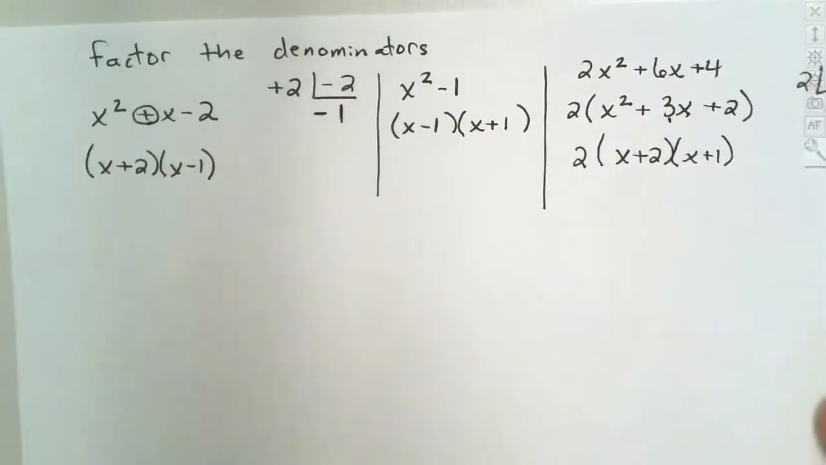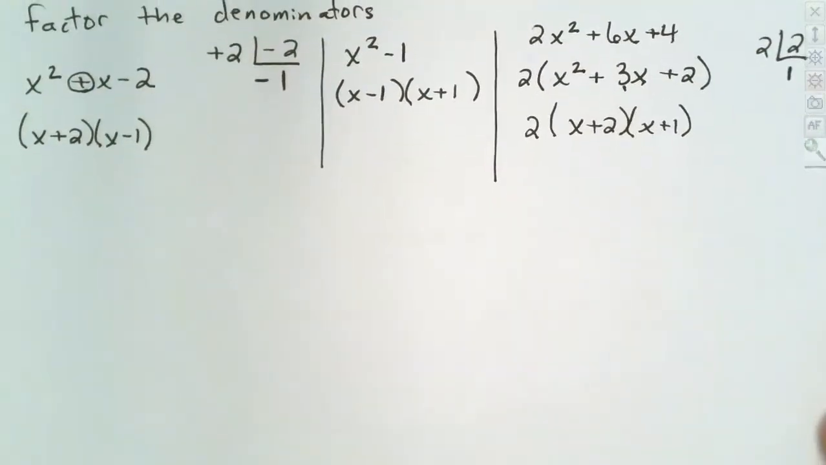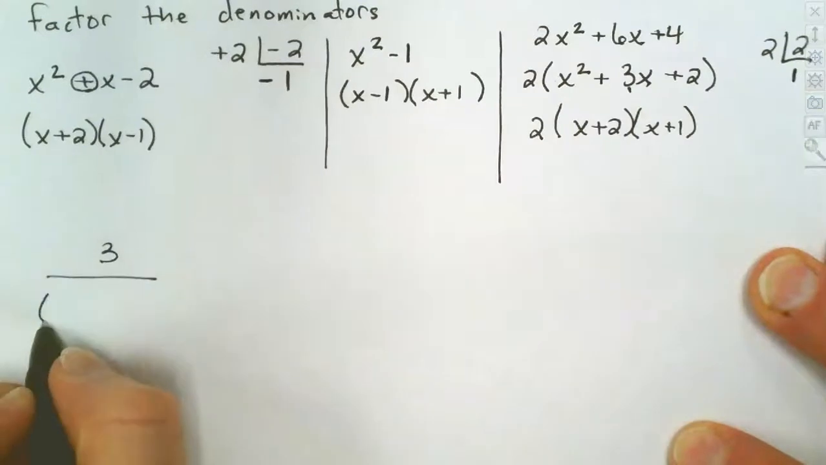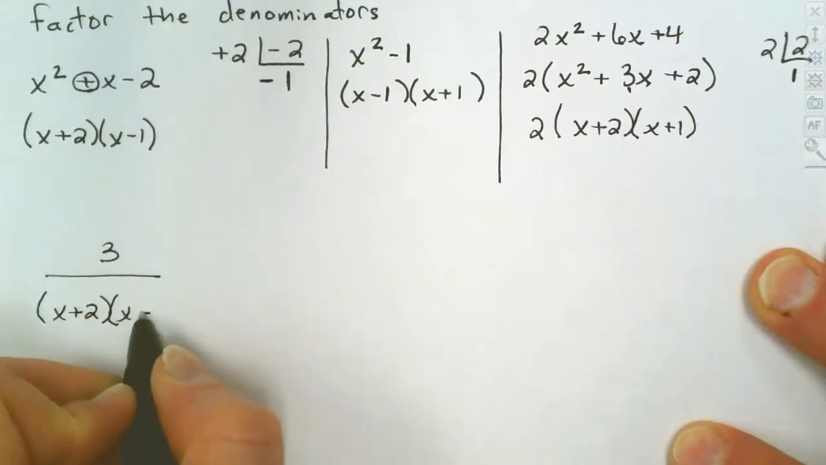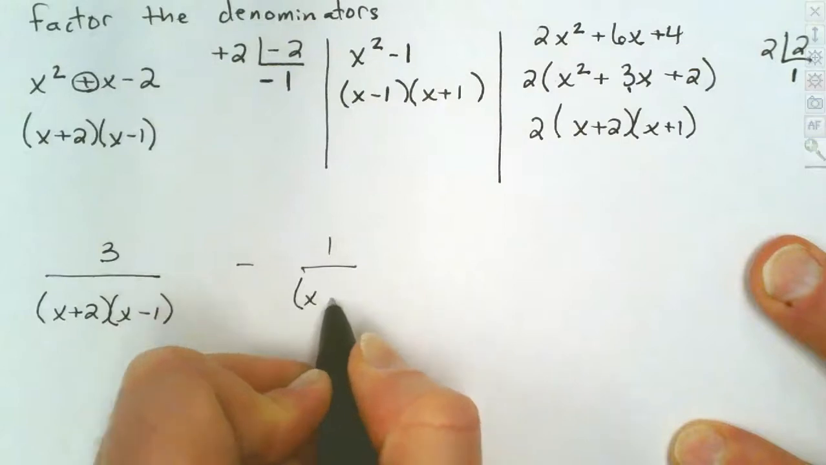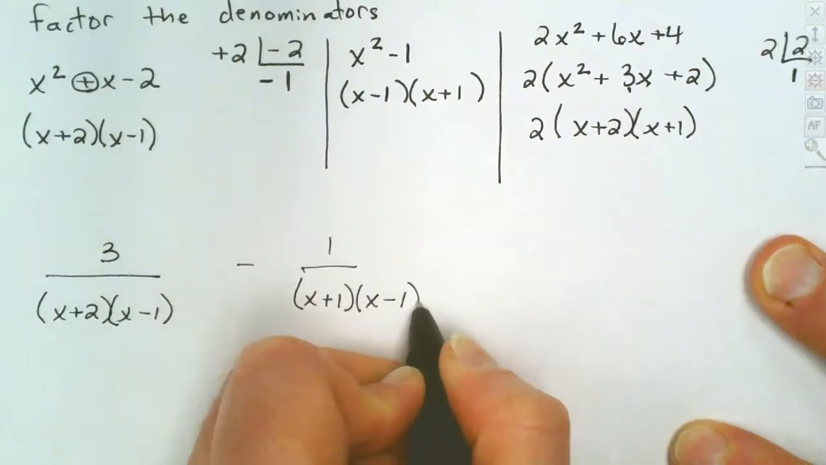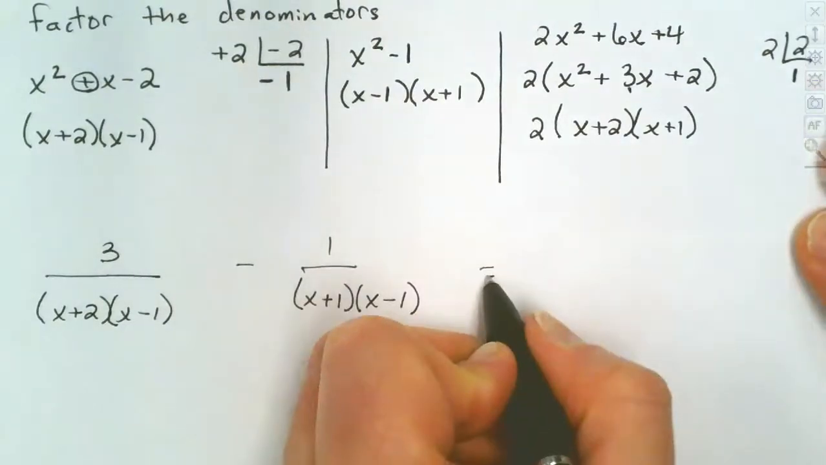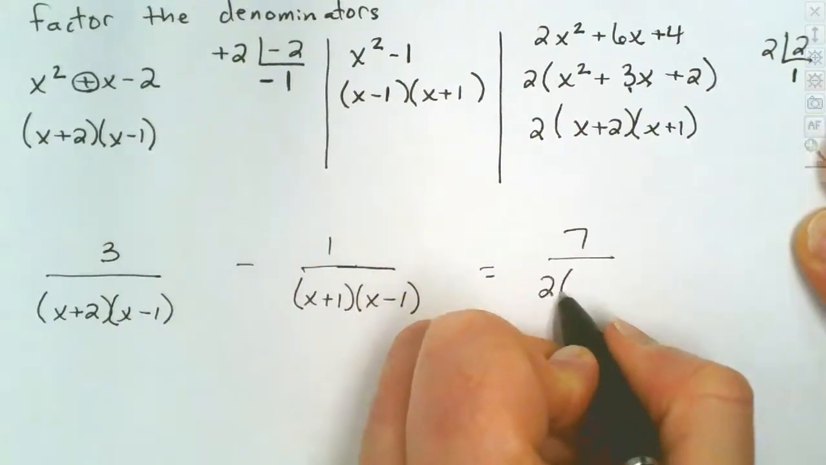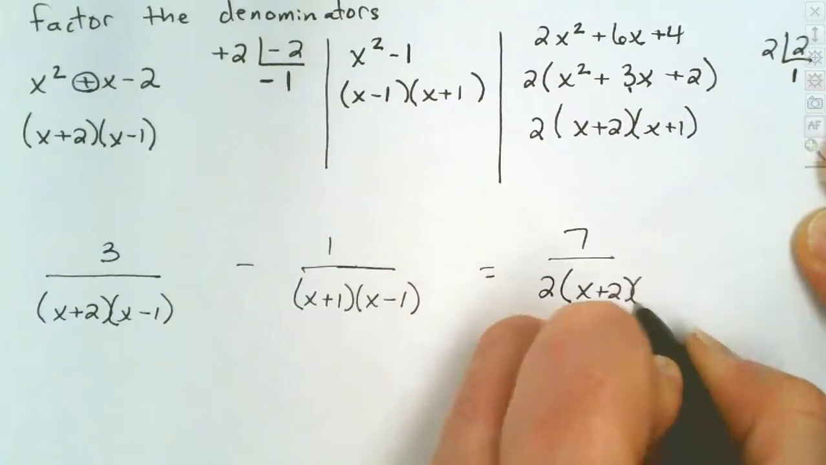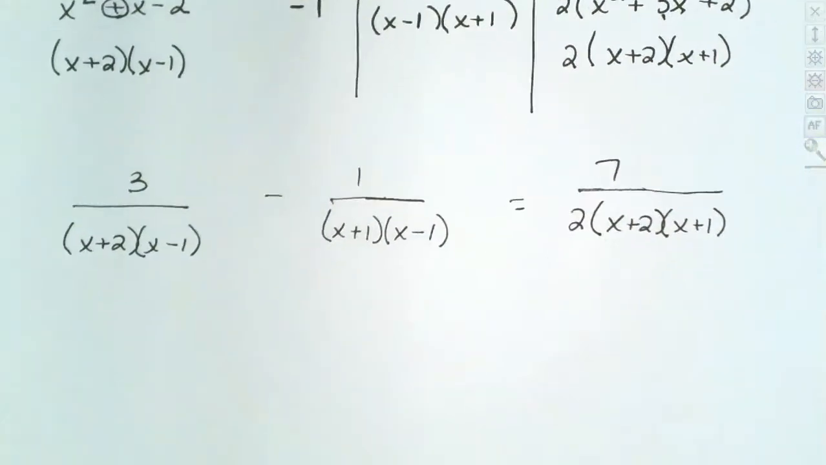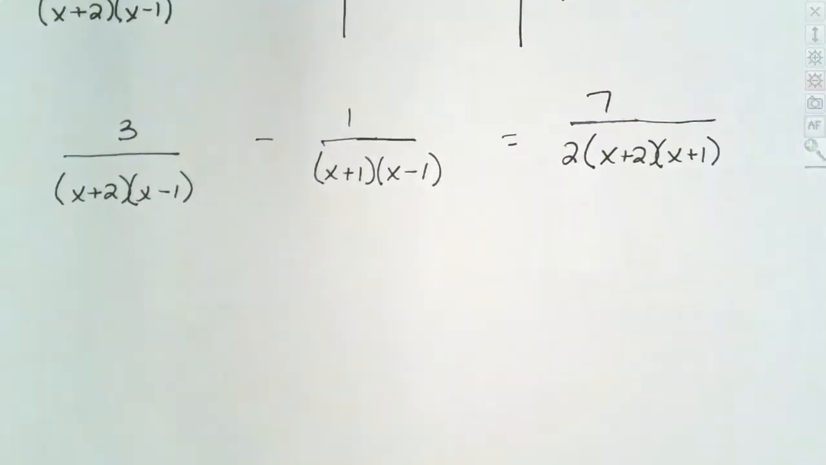So let's now take everything that we've got and try to put it all back together. So when I rewrite this, we've got 3 over x plus 2, x minus 1. That's that first piece, factored down. We have a minus 1 over x plus 1, x minus 1. And then we've got our equals, and on the right-hand side, we've got that 7 over 2 times x plus 2, x plus 1. So the first thing that we needed to really do was factor everything down as far as we can go. Now we can finish it.